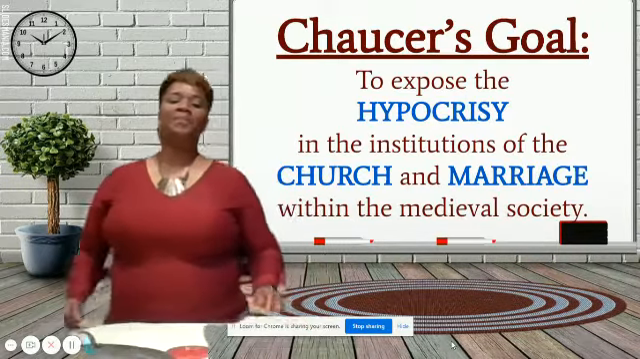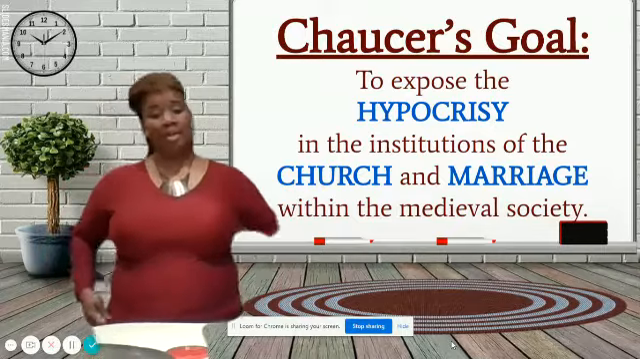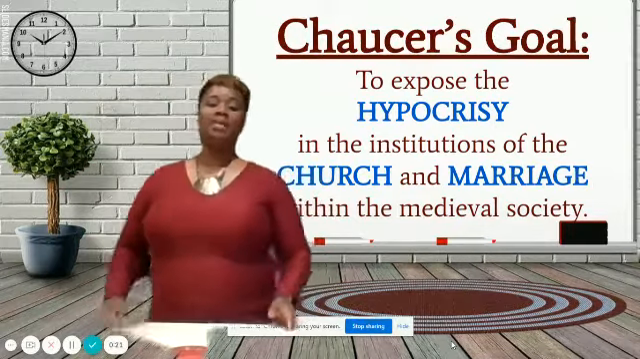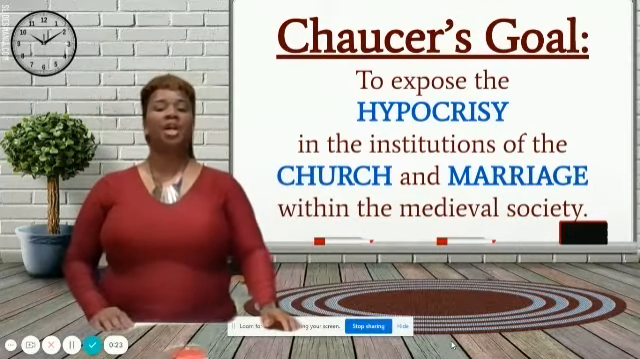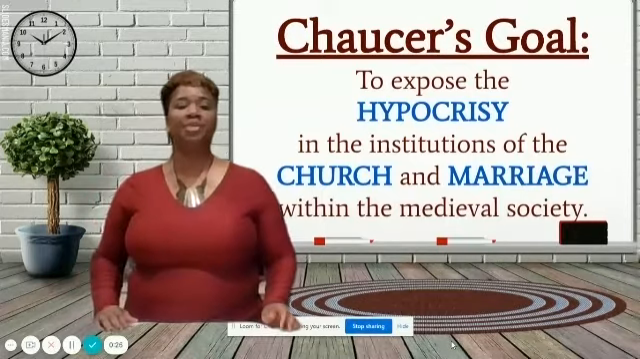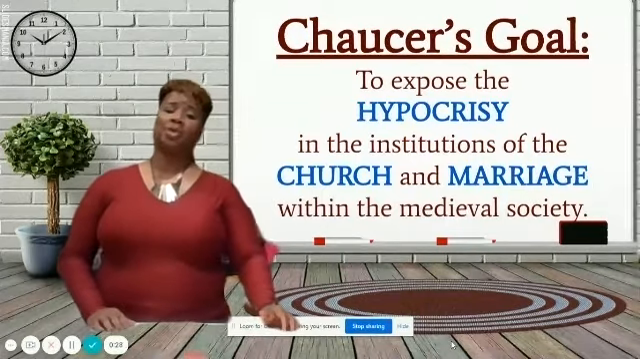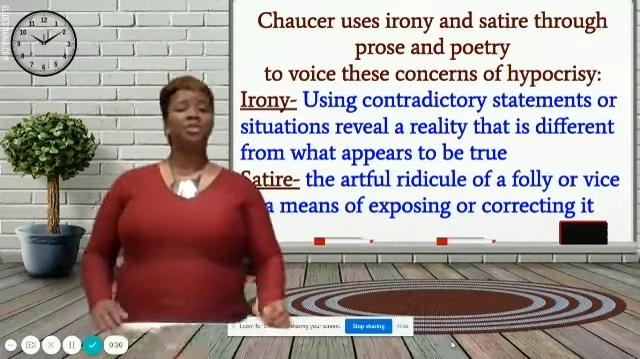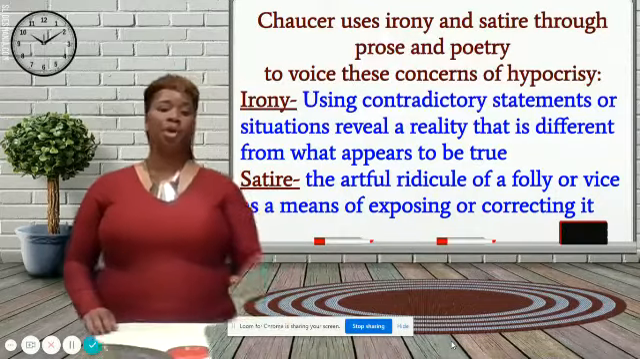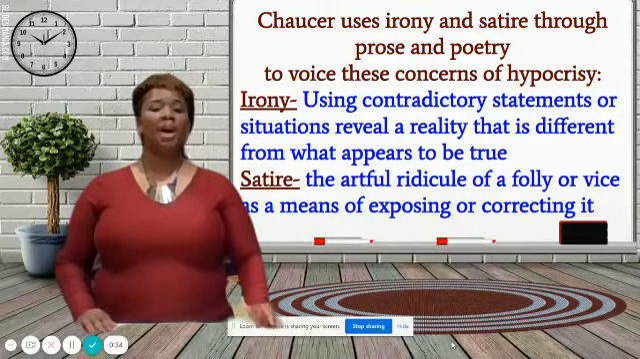So, with the Canterbury Tales, Chaucer's ultimate goal is to expose the hypocrisy in the institutions of the church and marriage within medieval society. He had a lot of problems going on with the Catholic Church. Chaucer uses irony and satire through prose and poetry to voice these concerns of hypocrisy.